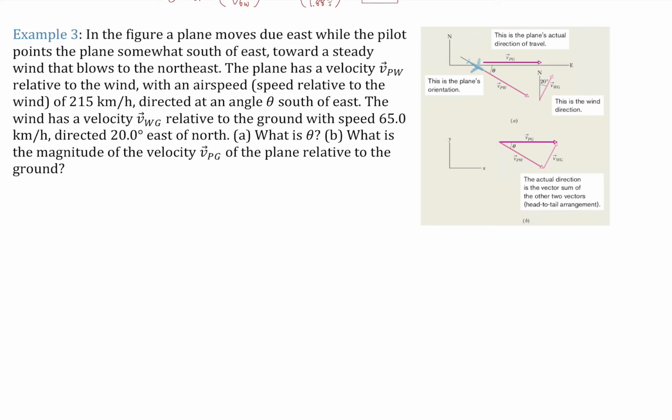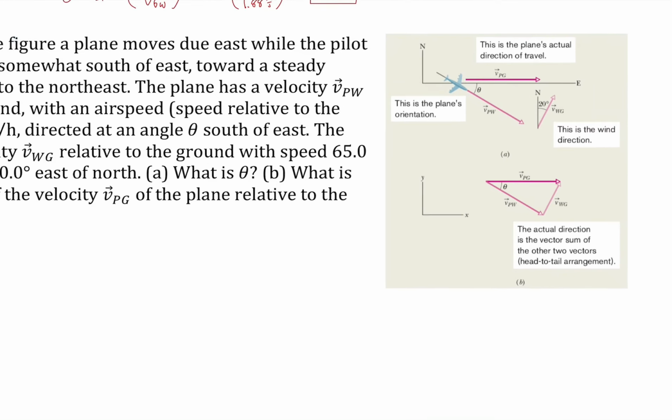The plane has a velocity defined as PW, plane relative to wind, with an airspeed, so that's the speed relative to the wind, of 250 kilometers per hour. We're going to convert that to meters per second. Directed at an angle theta south of east. The wind has a velocity of wind relative to ground of 65 kilometers per hour, which is directed 20 degrees east of north. So first of all, what is theta? And then what is the magnitude of the velocity of the plane relative to the ground?